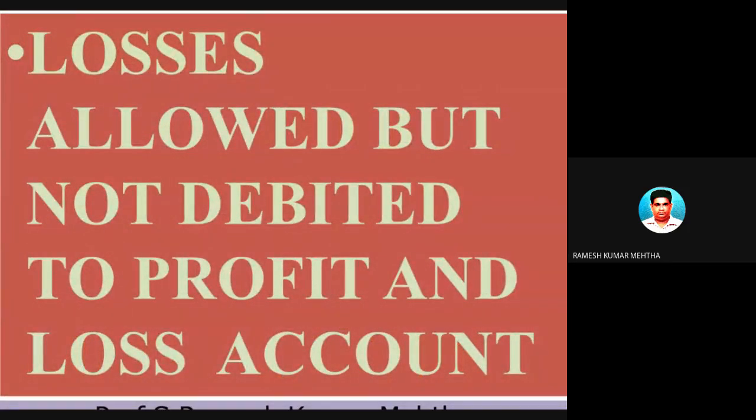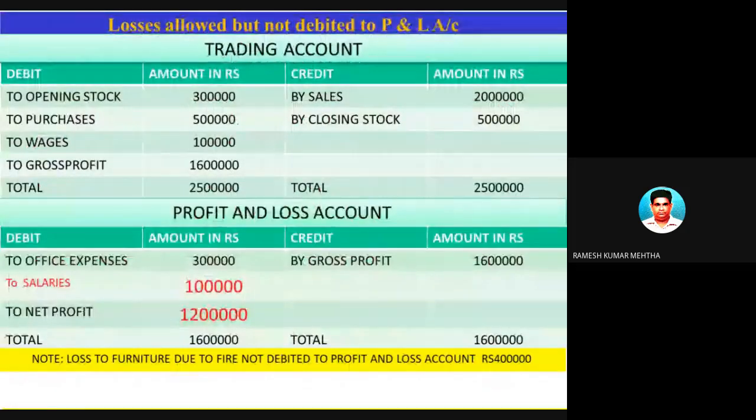Losses allowed but not debited to profit and loss account. Certain losses are to be shown on the debit side of profit and loss account but not debited to profit and loss account. So what should I do? Let's take a small example and see how the rectification can be done.